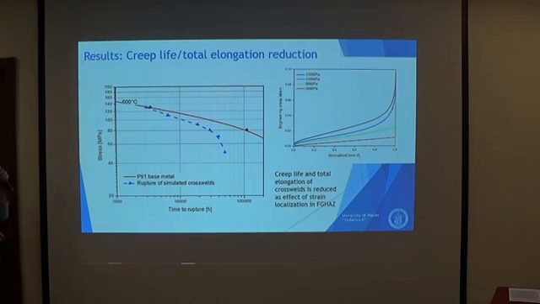In terms of creep life and total elongation reduction, these are our results. In the first graph, this is a classical Monkman-Grant visualization, where you can see compared the base metal with the cross-weld life. We predict pretty well the reduction of life and also the total elongation of the cross-welds, reported in the second graph.